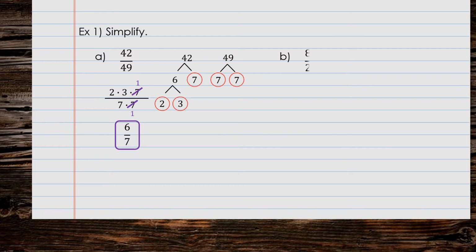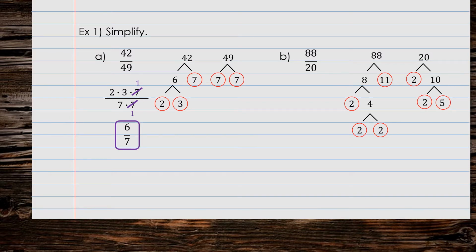Let's try another one. For B, we have the fraction 88 over 20. Take a moment now to do your factor trees for 88 and 20. Take a moment now to look at my factor trees and make sure you have the same prime factors. So step 1 is to do factor trees. Step 2 is now we bring all the factors into the fraction form. In the numerator, you should have 2 times 2 times 2 times 11. In the denominator, you should have 2 times 2 times 5.